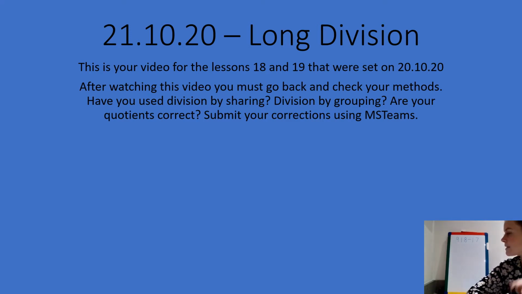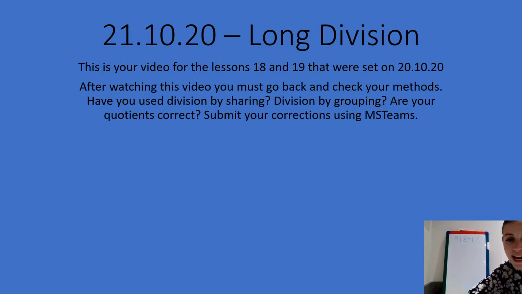Okay, so we're going to look at the first question, which is 918 divided by 17. And when we're using long division, there are two ways of doing this. The first is long division by sharing. The second is long division by grouping. We're going to look at sharing first.